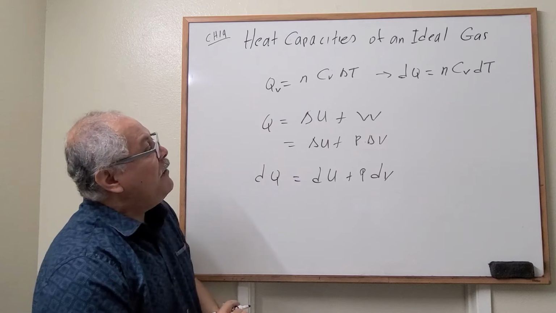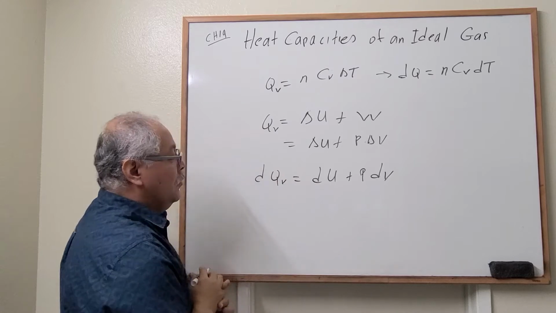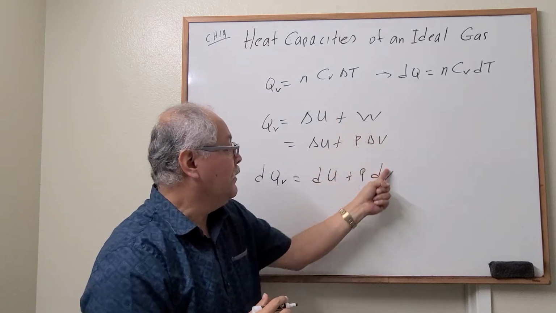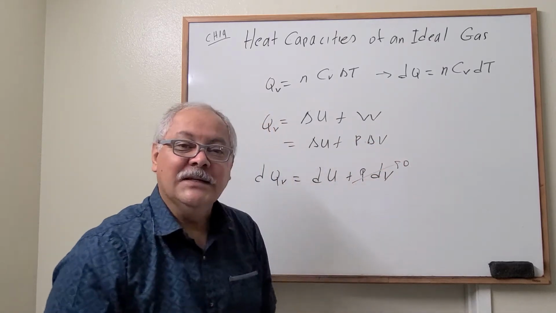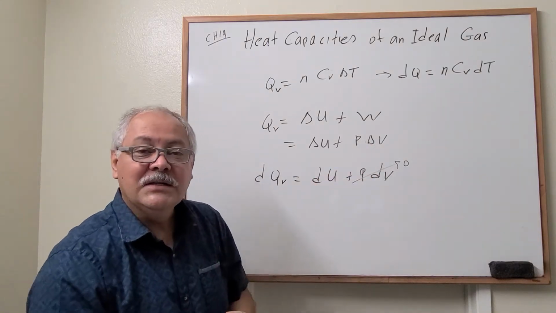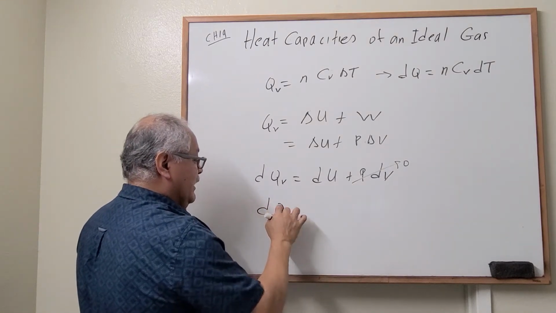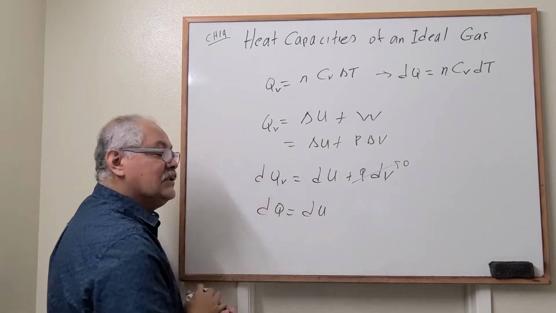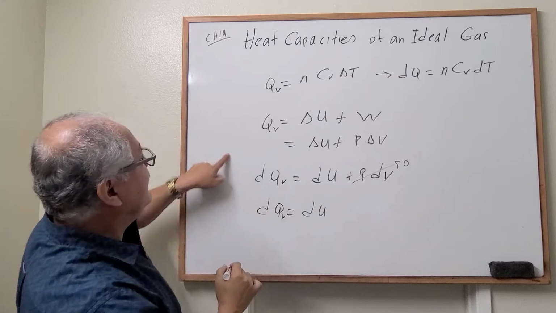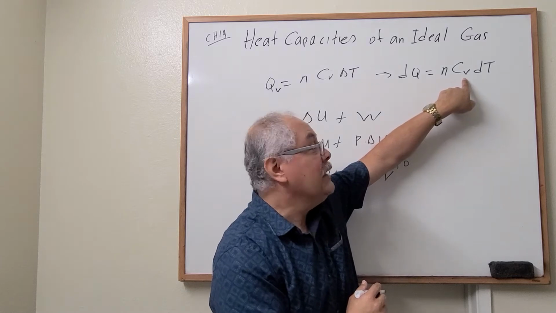correct? But what happens if we are in this case at constant volume? Well, at constant volume, this quantity becomes zero, correct? Because it's constant, the derivative of a constant is zero. Then what do we have? That heat is equal just to the change in internal energy. But before we found that at constant volume, heat is just equal to n molar heat capacity times dT.